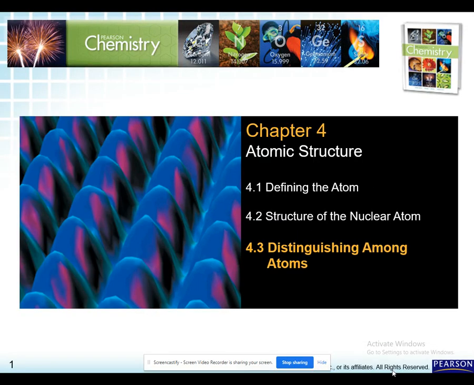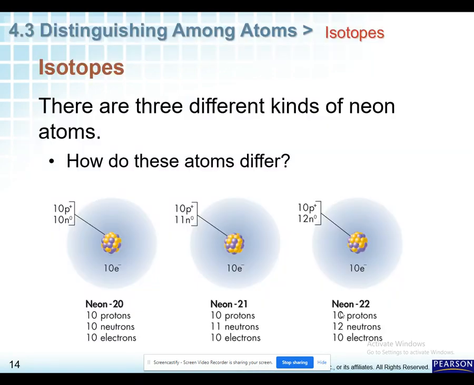Hey class, today we're going to continue on with chapter 4 about the atomic structure. This goes on to our next concept known as isotopes. There are 3 different kinds of neon atoms here, and the book asks you, how do these atoms differ? So take a quick look at these and see what's different about them.